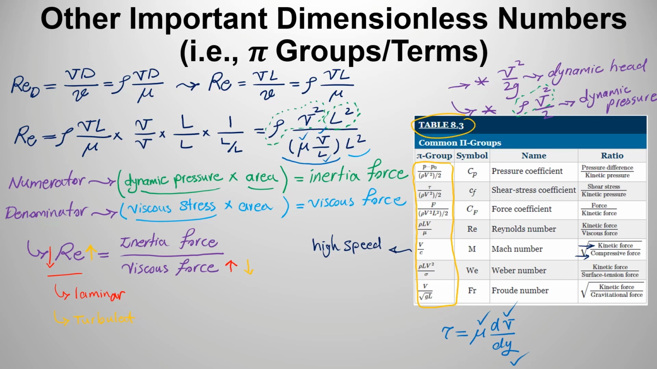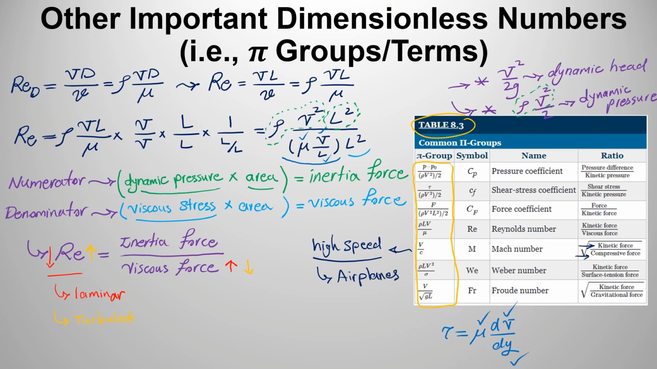Why? Because when the velocity of air is high, the flow can be considered compressible. Okay, and you use Mach number instead of Reynolds number. So you can imagine that when you are investigating the flow around an airplane, because the velocity is very, very high, you're using Mach number.